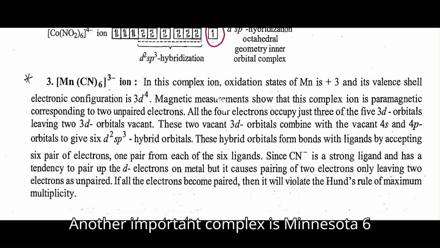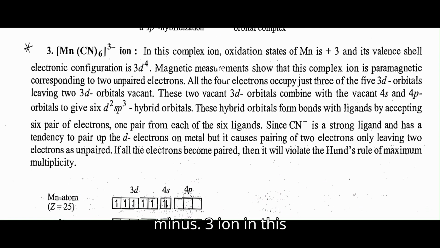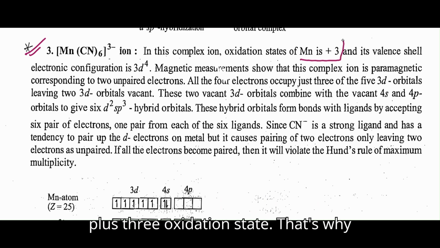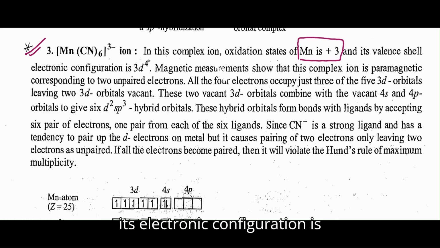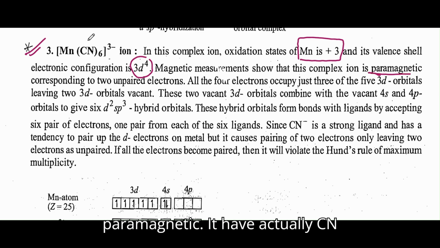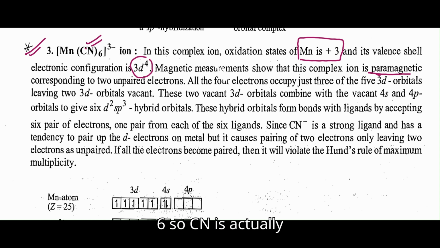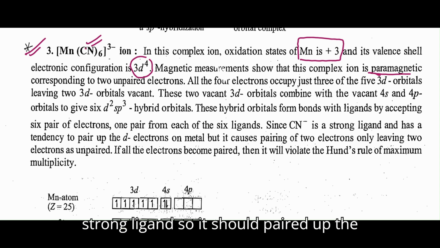Another important complex is the [Mn(CN)6]3- ion. In this complex, we can say Mn is in the +3 oxidation state. That's why its electronic configuration is 3d4. Now magnetic measurements show the complex is paramagnetic. It has CN6, and CN is actually a strong ligand, so it should pair up the electrons.